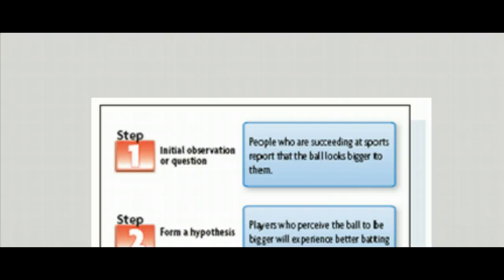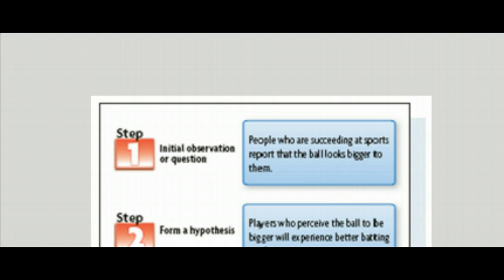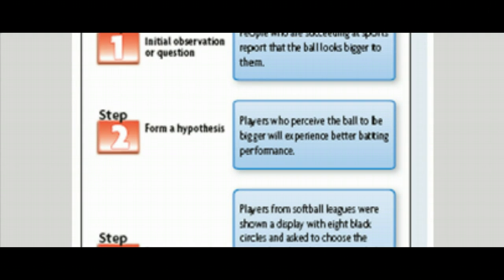So this example here: people who are succeeding at sports report that the ball looks bigger to them. That was the question, like in baseball. So maybe baseball players that think the ball looks bigger to them are better baseball players. So that's your initial observation or question. And I could just say that, like, oh, baseball players that are really good, the ball looks bigger to them. But if I say that, how do you know that that's true? I mean, how do you know I'm not out of my ever-loving mind? Well, what you can do is develop a hypothesis, and a hypothesis is testable.